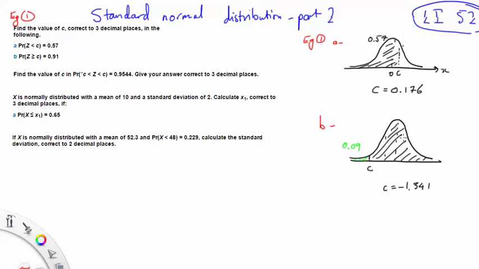So you can see how we changed the problem. The area under here is 0.91, so the area under here must be 0.09, and that's how we find the C value there. So that's example 1 done. Let's have a look at example 2. We'll clear that out of the way.